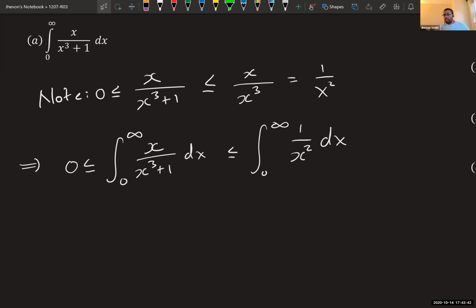Is it because the limit's from 0 to infinity and it should be from 1 to infinity? The limit is from 0 to infinity. In fact, I believe we did this integral before with 0 as the lower limit, and it does not converge. It turns out that this does not converge.